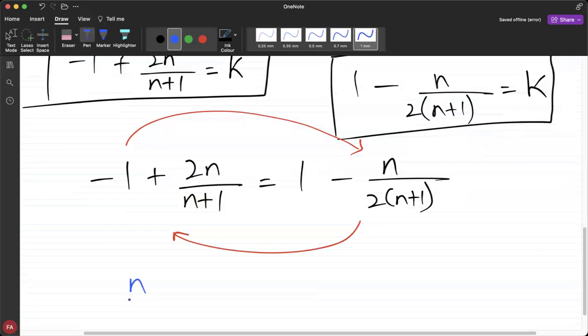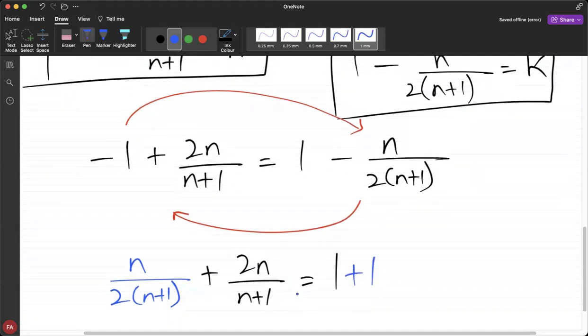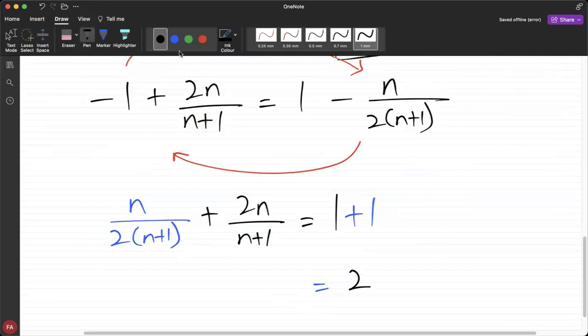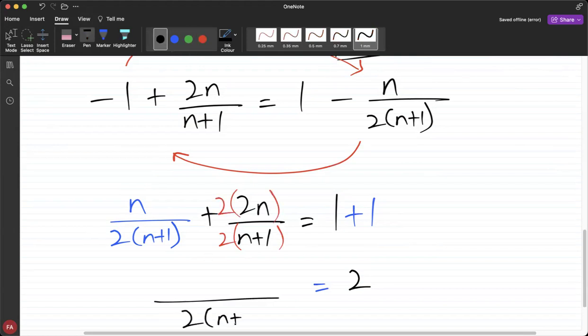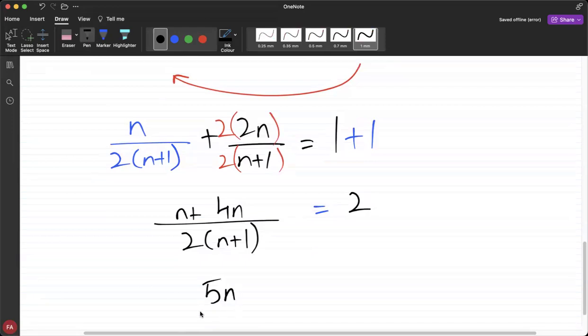Well, that has to be n over 2n plus 1, and then we have this equation plus 2n over n plus 1 is equal to 1, and then this would be plus 1. So 1 plus 1 is 2. And you can see that you would have to take the common denominator. So we can multiply this by 2. We can also multiply this by 2. If I did, that means now my common denominator is 2 brackets n plus 1. In the numerator, we'll be having n plus 4n. Can I say that's 5n?